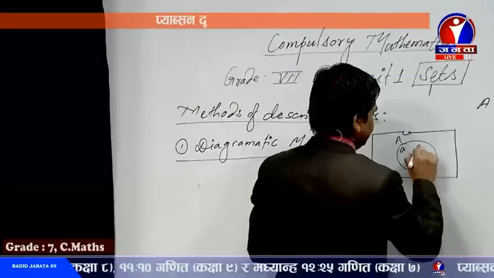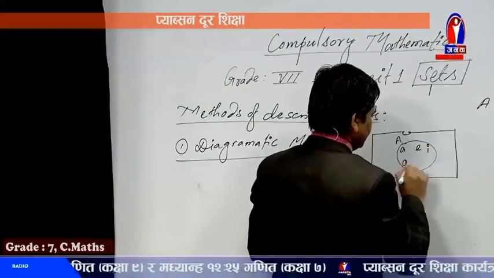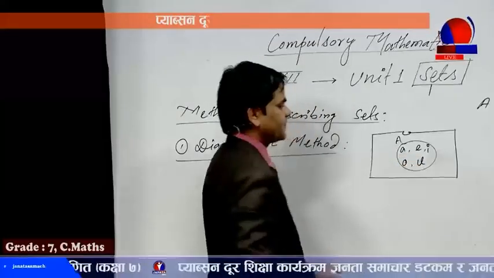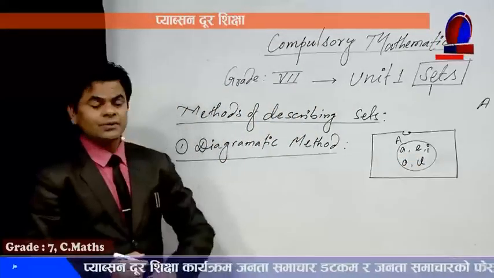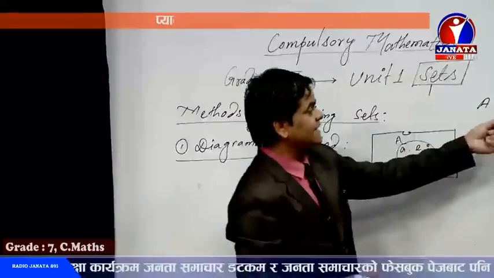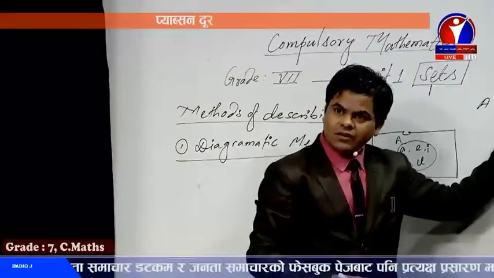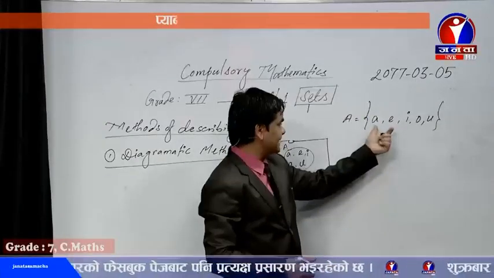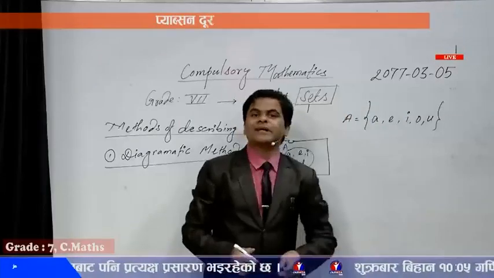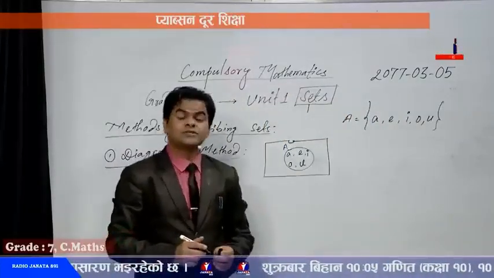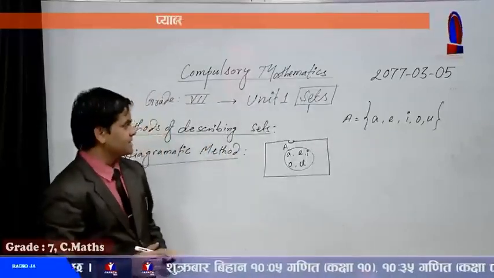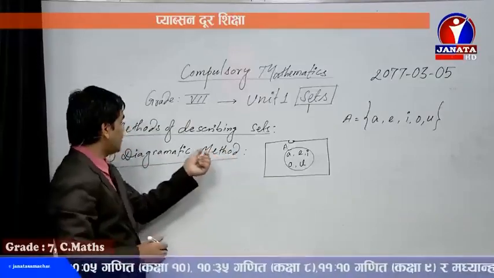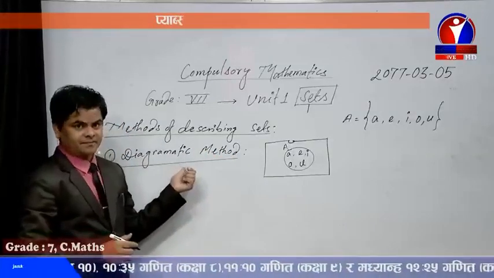A, E, I, O, U. So we keep a comma after each element so that they are separated from each other. And while writing in the listing method also, inside the curly bracket, when we keep those elements or the members of that set, after each element we need to keep a comma, and we need to enclose by another curly bracket at last. So this is the way of representing the information of a set by using a diagram.